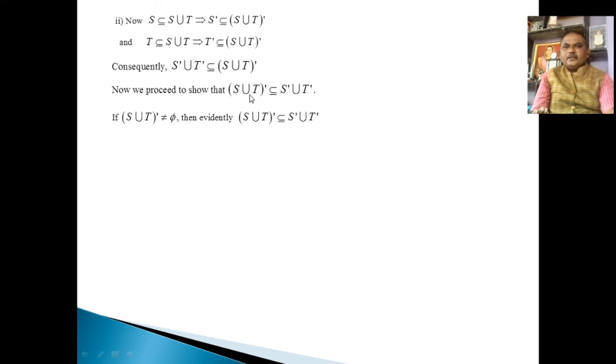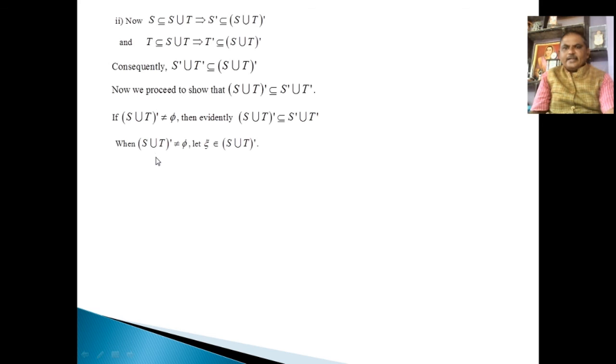Consequently, the union of the left sides is a subset of or equal to the right-hand sides. Now we proceed to show, conversely, that the derived set of S union T is a subset of or equal to the union of the derived set S' and derived set T'. If this set is equal to empty, then evidently this set is a subset of this.